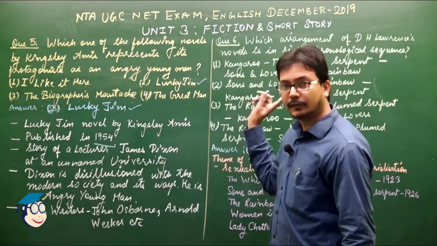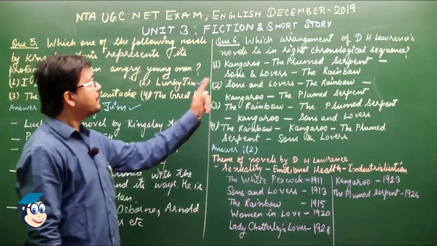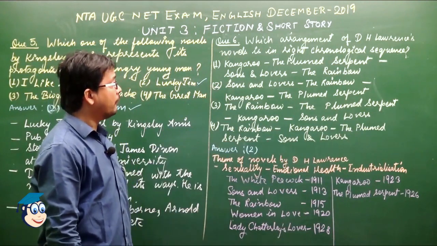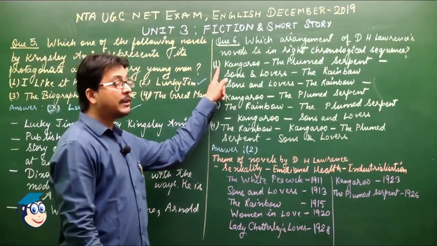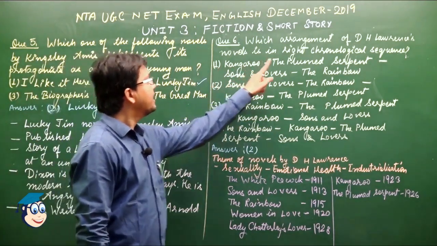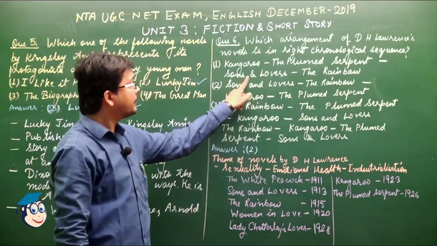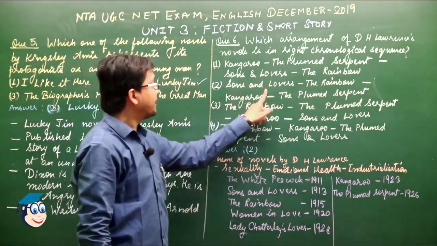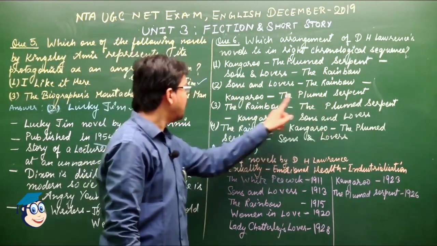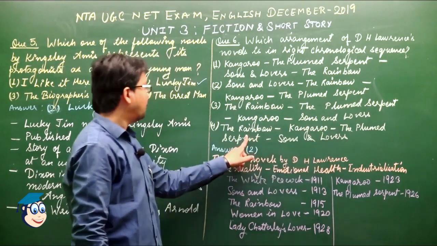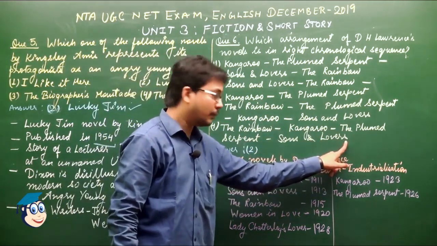Let's talk about our 6th question. That's here on the board. The 6th question is: which arrangement of D.H. Lawrence novels is in right chronological sequence? We have been given 4 options. The first, Kangaroo, The Plumed Serpent, Sons and Lovers, The Rainbow. Second, Sons and Lovers, The Rainbow, Kangaroo, The Plumed Serpent. Third, The Rainbow, The Plumed Serpent, Kangaroo, Sons and Lovers. And finally, The Rainbow, Kangaroo, The Plumed Serpent, and finally Sons and Lovers.